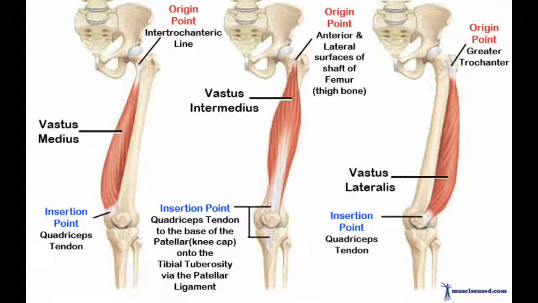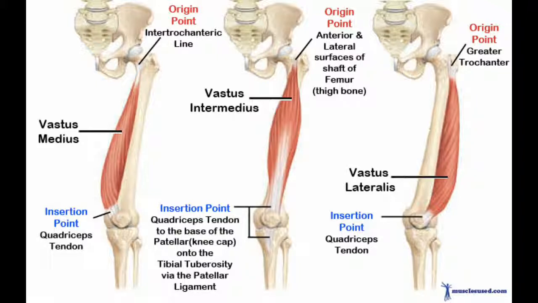The vastus intermedius. Origin, anterior and lateral surface of the femoral shaft. Its insertion is the quadriceps tendon and the base of the patella, as well as the patellar ligaments, and it extends the knee. The knee is made out of two joints, the tibiofemoral and the patellofemoral.